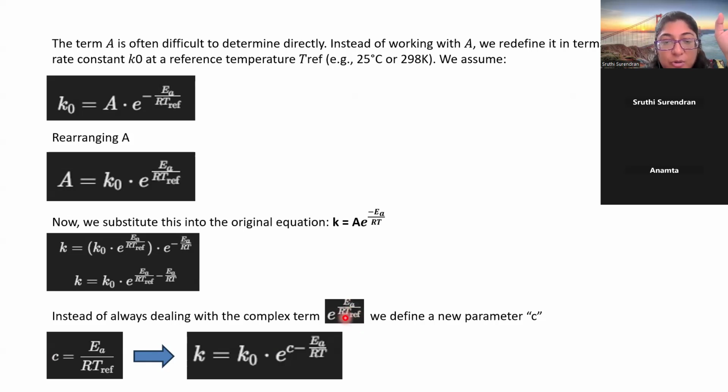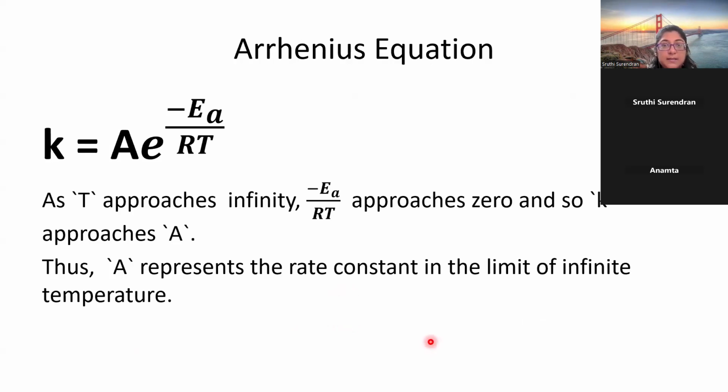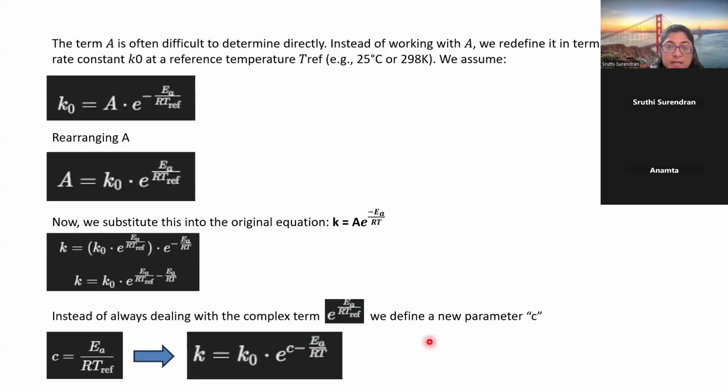So we can obtain this value by knowing the reference temperature, and for that we will keep this value as a dimensionless parameter c, and then the equation can be written as k is equal to k naught into e to the power c minus Ea by R. So this is the Arrhenius equation, modified so that we don't have to deal with the frequency factor, by making an assumption using a reference temperature.